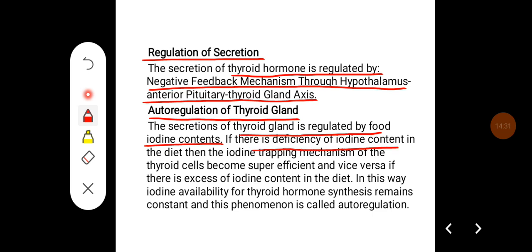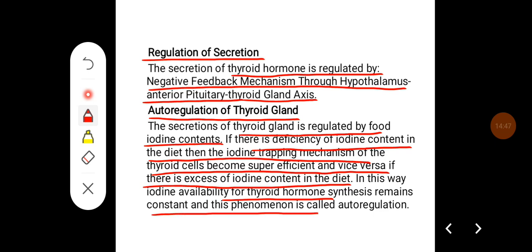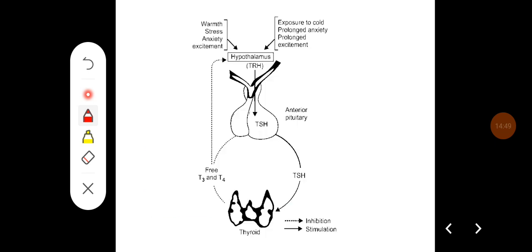If there is a deficiency of iodine in the diet, then the iodine trapping mechanism of the thyroid cells becomes super efficient, and vice versa if there is excess of iodine in the diet. In this way, iodine availability for thyroid hormone synthesis remains constant, and this phenomenon is called autoregulation.